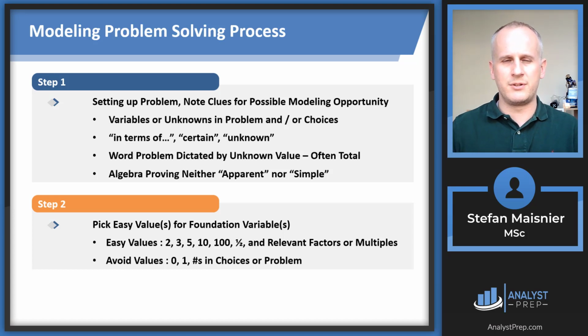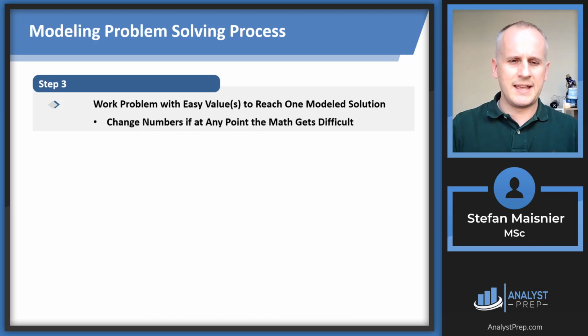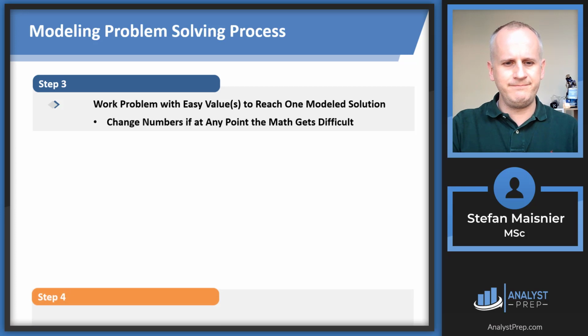Because if you've got a number in the choice, it could cancel out exactly to where you create duplicative answers, and that's what we want to avoid. We don't want to have to plug in more than once, and we avoid that scenario if we plug in savvily, and that often involves avoiding numbers in the choices or the problem, as well as 0, 1, or anything that causes weird math. So then step 3 is to work the problem with your easy values to reach one modeled solution. Again, change the numbers if at any point the math gets difficult. There's just no value to being loyal to your numbers if they suddenly become difficult.